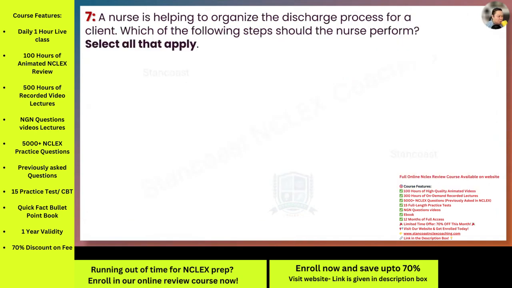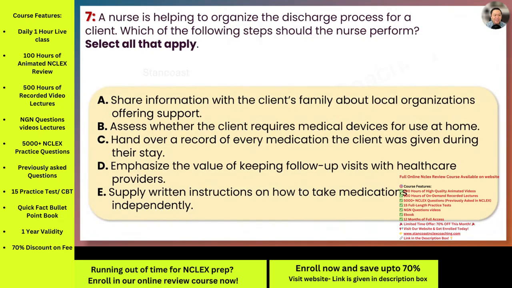Number 7, a nurse is helping to organize the discharge process for a client. Which of the following steps should the nurse perform? Select all that apply. Options: A, share information with the client's family about local organizations offering support. B, assess whether the client requires medical devices for use at home. C, hand over a record of every medication the client was given during their stay. D, emphasize the value of keeping follow-up visits with healthcare providers. E, supply written instructions on how to take medications independently.